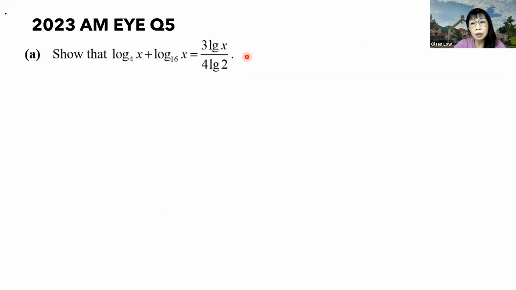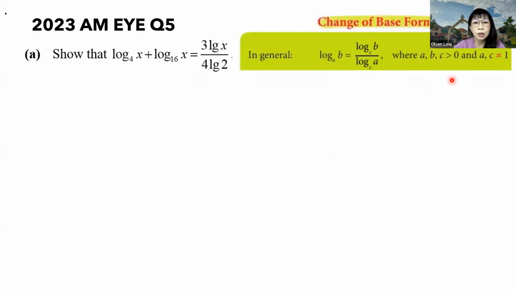So over here, we have both sides, like I said. We will proceed to use the change of base formula. Let us have the formula with us so that we can refer to it as we go along. So with this, let's proceed. We will work on the left-hand side first. I will start with log base 4 of x plus log base 16 of x.